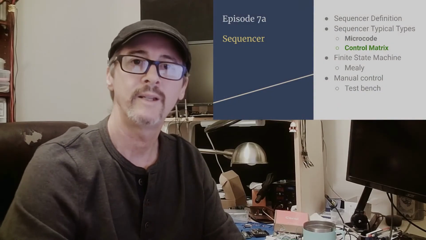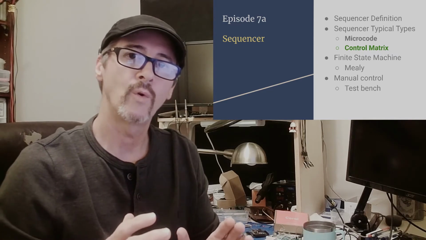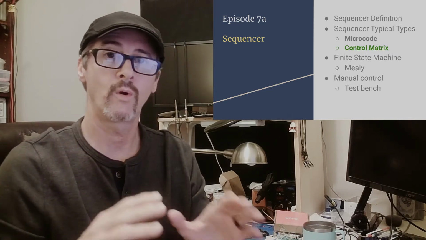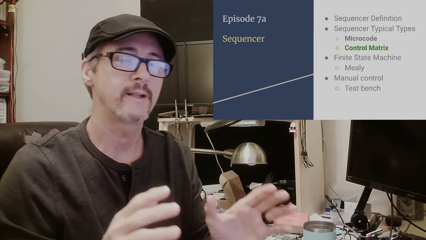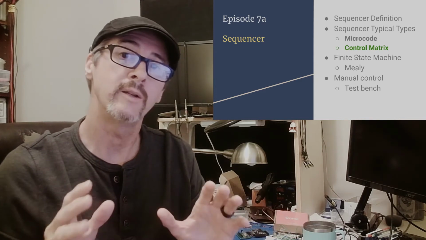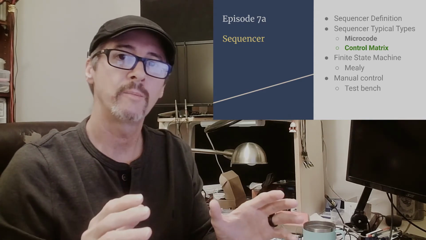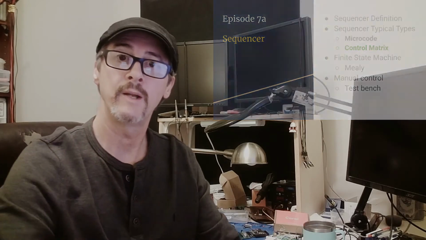So what is a sequencer? In its simplest form, it is a finite state machine, or an FSM, that acts as a data flow manager or a data interpreter. Its job is to control the flow of information.